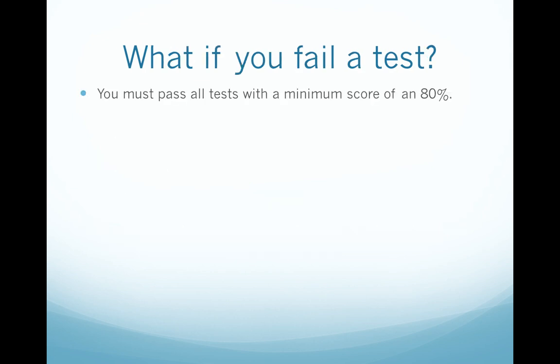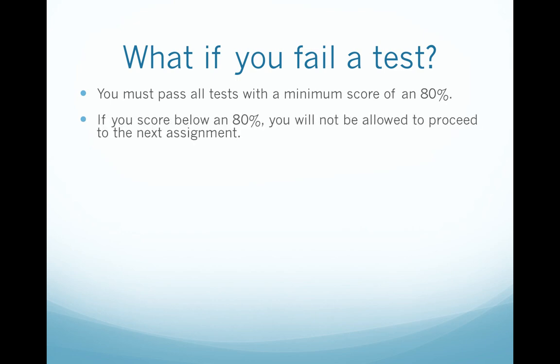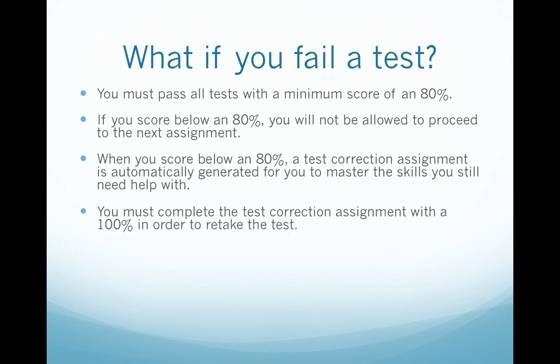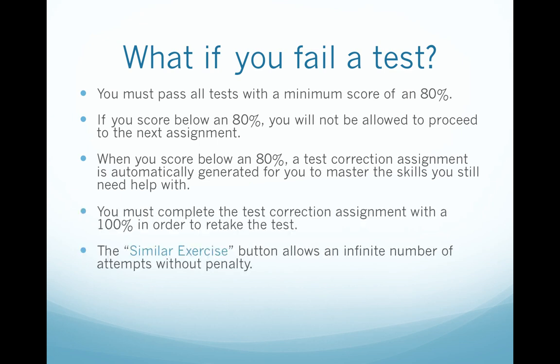So what happens if you fail a test? Well, if you can't score that minimum score of an 80%, then you won't be allowed to proceed on to the next assignment, but you will be generated what's called a correction assignment, and you have to complete the correction assignment with a 100% before you can retake the test.